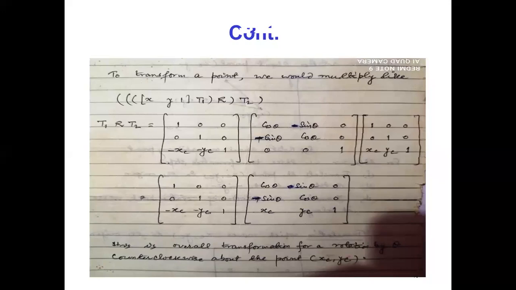Okay, and then followed by rotation. So we will use the cos theta, sin theta, 0, minus sin theta, cos theta, 0, 0, 0, 1. Okay, and then followed by translation because we are moving back from the origin to the original point, where it was initially. So again we will use the translation matrix formulation and then we can multiply easily, and whatever result we obtain, that is called the overall transformation.